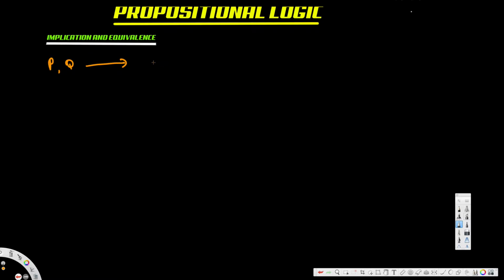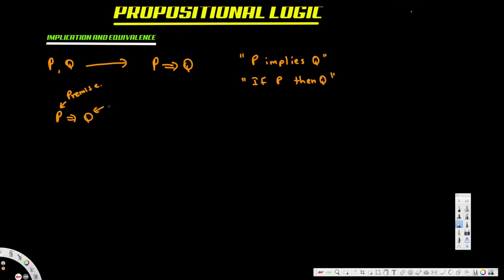Here what it says, P implies Q. The implies sign looks like this, P implies Q. This means P implies Q, or we can say if P then Q. Okay, there are two ways to say this: P implies Q, and also we can say if P then Q. Okay, now let's go ahead and look at the truth table for this one. P implies Q. Here P sometimes is called the premise, and this one is called the conclusion.